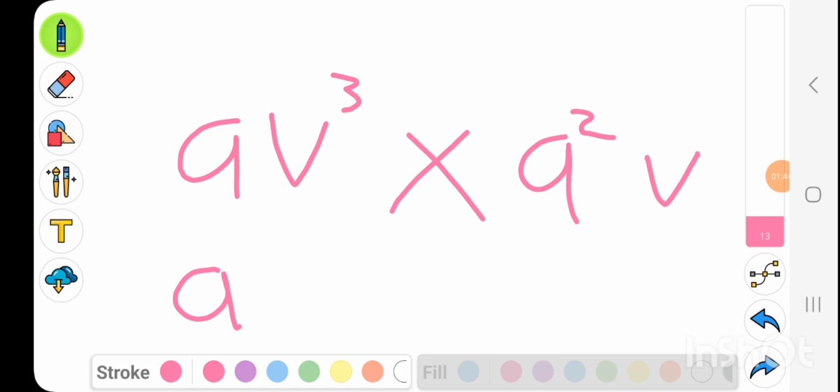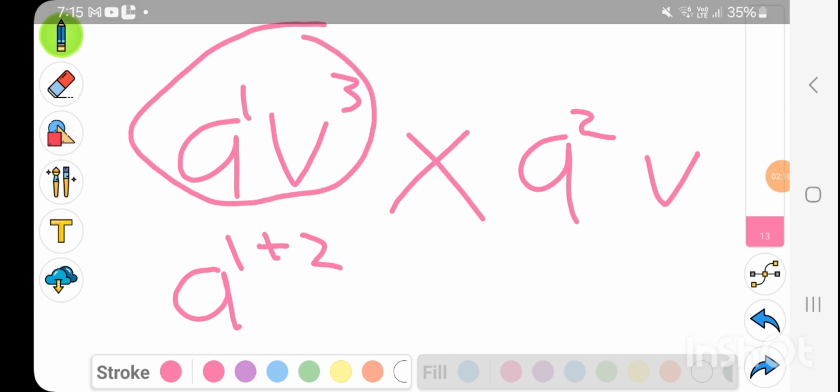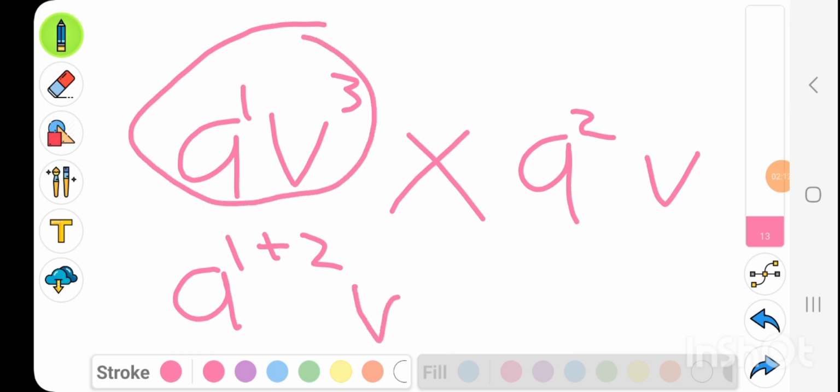So we've got a and a. This is essentially a to the power of 1, times a to the power of 2. So you just need to do a to the power of 1 plus 2, because if you multiply the same bases with different powers, you just add the powers, okay guys? Then, since it's in multiplication form with v cubed, you can put the v here, and this is also v to the power of 1, so v to the power of 3 plus 1. But we're not done yet, because we need to simplify further.